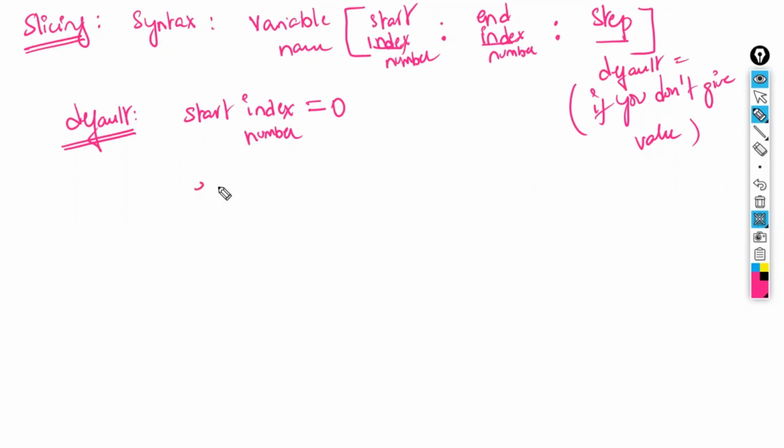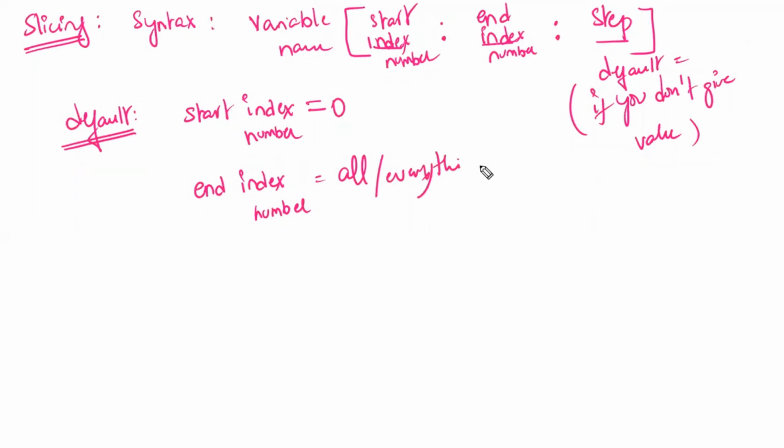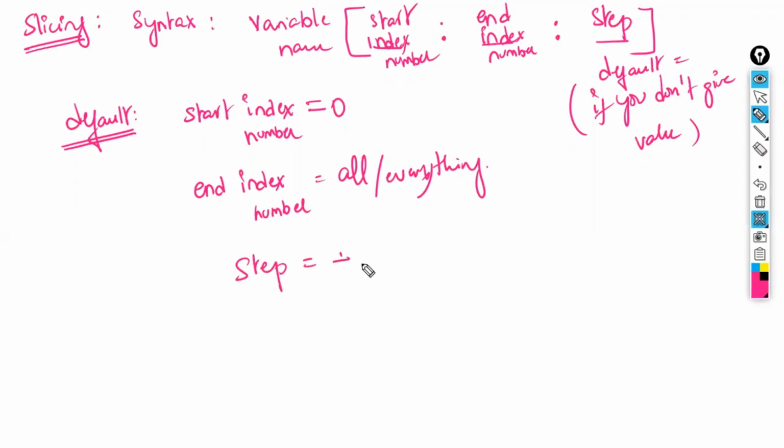Next is the end index number. If you don't give anything, by default it will consider everything, till the last, including the last. If you don't write anything, automatically it will consider all. Next, the step: by default, it will consider +1, always +1. If you have written something other than that, it will work accordingly. Is that clear?